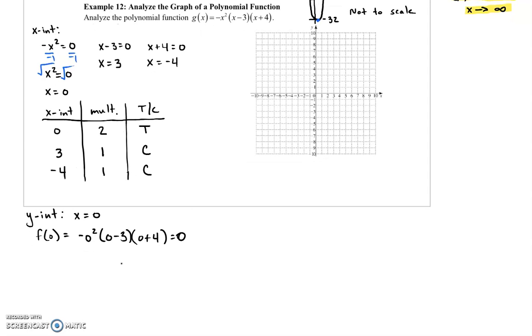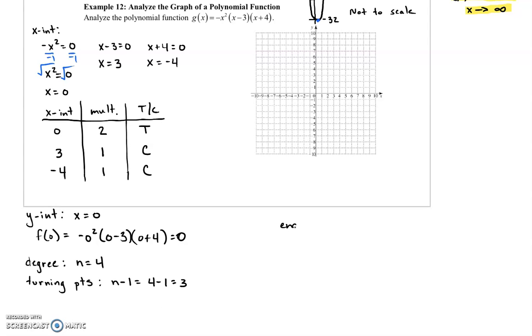Now, our degree, remember we add up the multiplicities, so our degree is 4. The number of turning points is the degree minus 1, so that's 3.